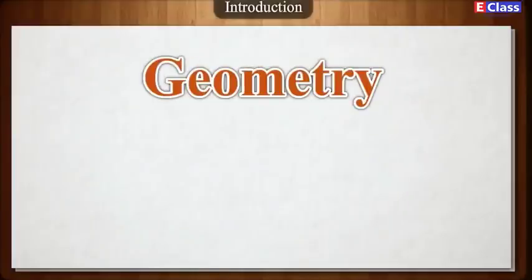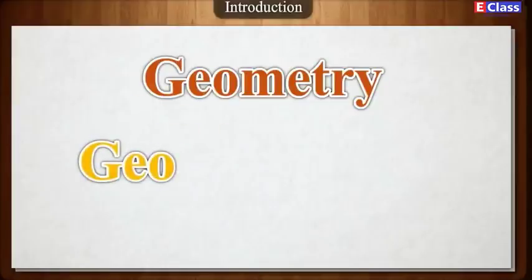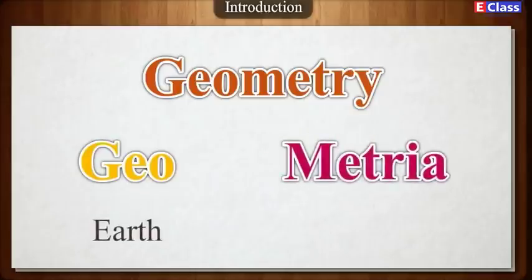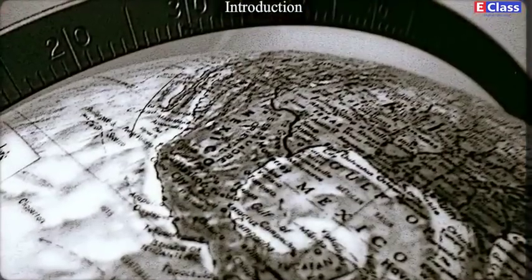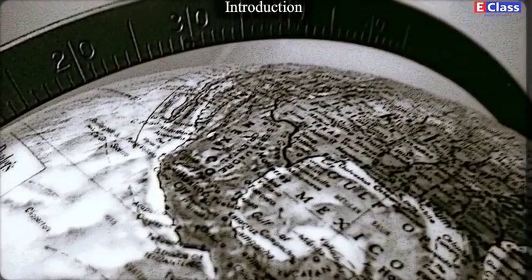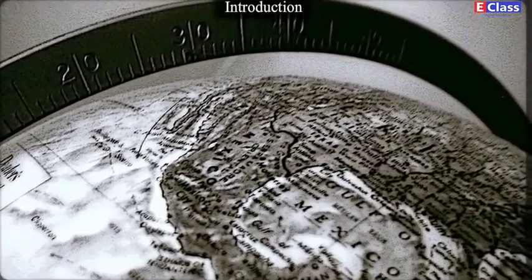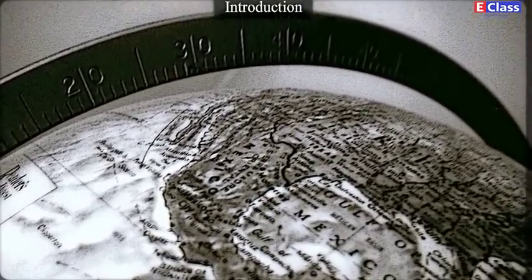The word geometry itself suggests the origin of the subject. It is generated from Greek words geo, which means earth, and metria, which means measuring. So, it can be guessed that the subject must have evolved from the need of measuring the earth, that is, land.